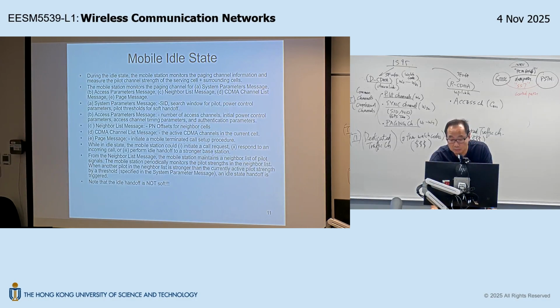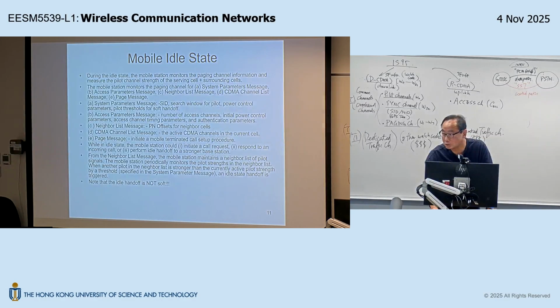So you have some system parameter message, you have some access parameter message. Access parameter message will be broadcast to all users in idle state, and it will contain all the essential parameters that you need in order to go through this access state. Okay? And also have some neighbor list message. Neighbor list message will contain something relevant to soft handover. We'll talk about this when we talk about handover. CDMA channel list is also about handover. Now, all the messages A, B, C, D are common messages broadcast to all users, except the page message.